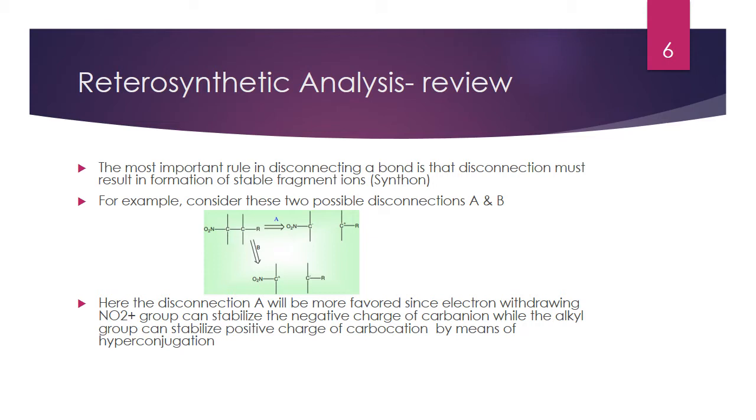But in the case of the B disconnection, the carbon which is positively charged is electron deficient, and the nitro group also creates a deficiency. So the nitro group is not stabilizing this positive charge, instead it is destabilizing it, so this synthon is unstable. Similarly, the carbon with the negative charge is attached to an R group. The R group is electron donating, and the carbon is also electron rich, so this negatively charged anion will also be unstable. Since the B disconnection leads to the formation of unstable fragments, the B disconnection will not be favored. So the more suitable disconnection here is the A disconnection.